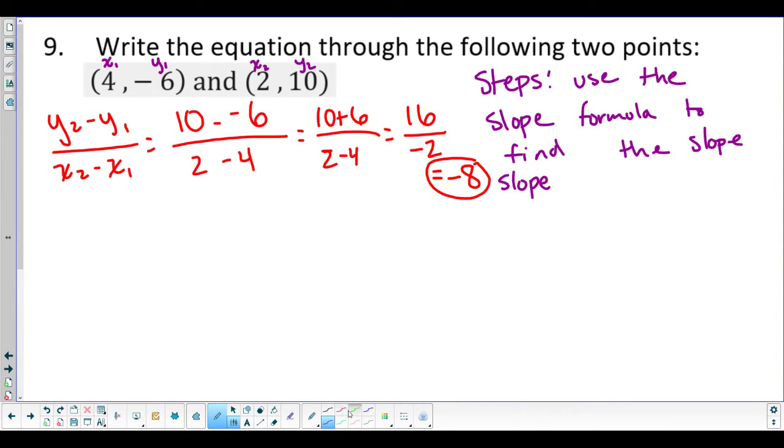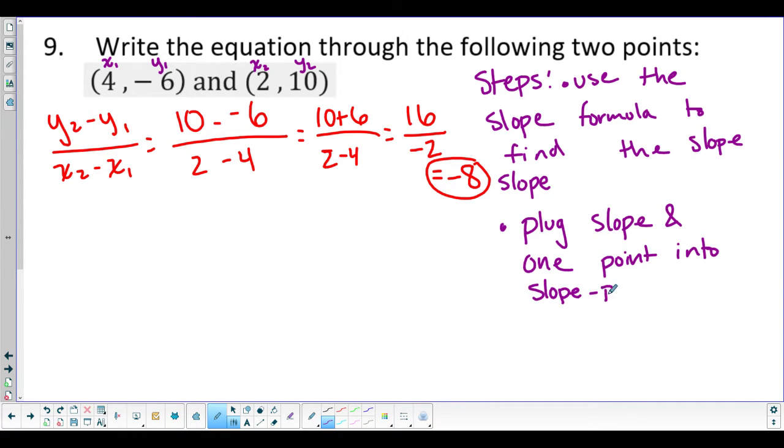And in fact, we now have enough information. Well, we had enough information, but now we can just directly use the slope point formula. Okay, so our next step, I guess that will be my first step, is to plug the slope and 1 point into the slope point formula. Oh, something happened there. Slope point formula, right?